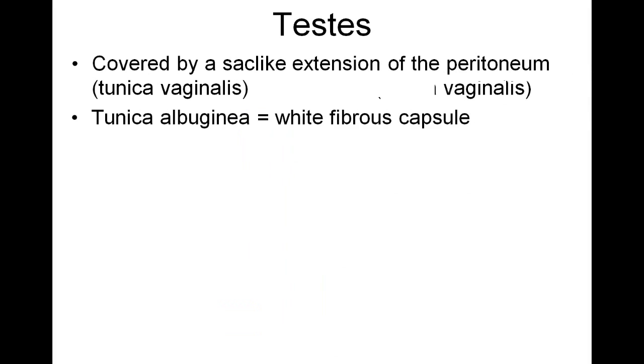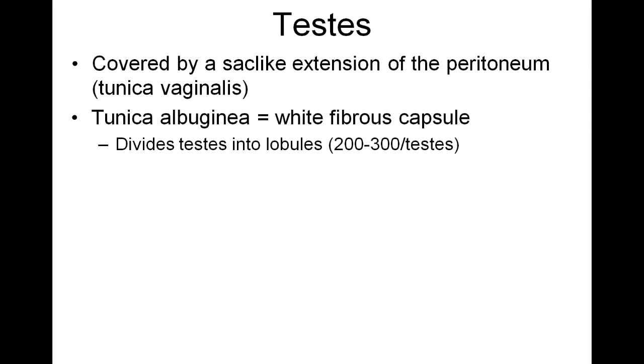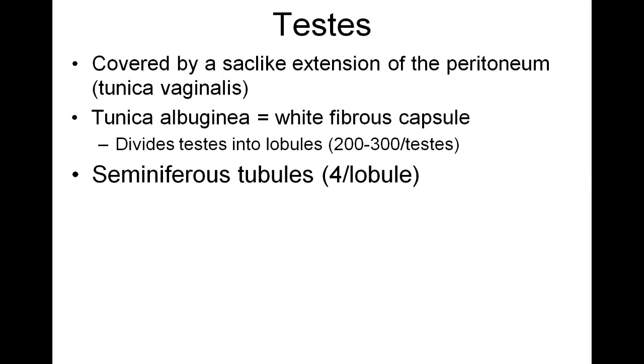Okay, the testes is a sac-like extension of the peritoneum. Okay, and it's covered with the layer called the tunica vaginalis, and then there's another layer that's called the tunica albuginea. Okay, so the testes are divided into little lobules. Okay, and within those lobules are seminiferous tubules. Now, in these tubes, that's where the sperm are going to develop.